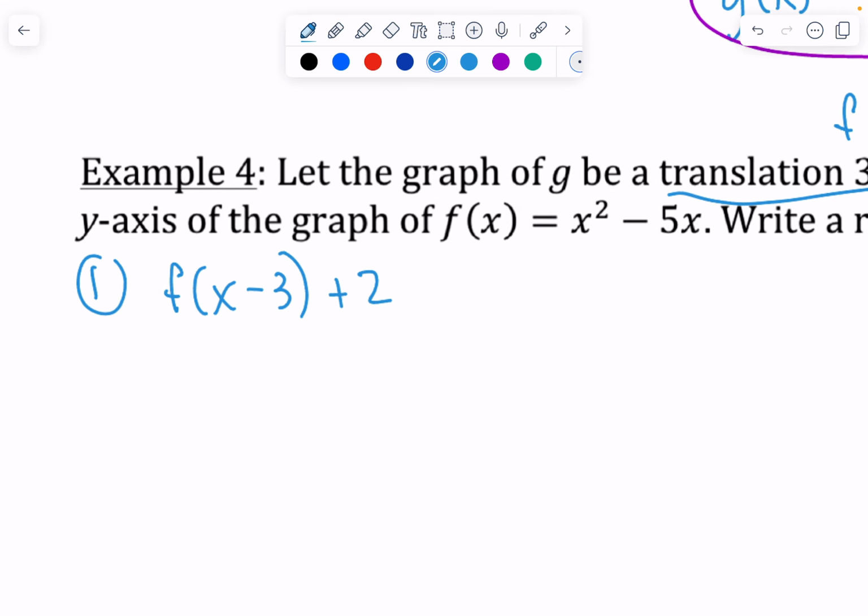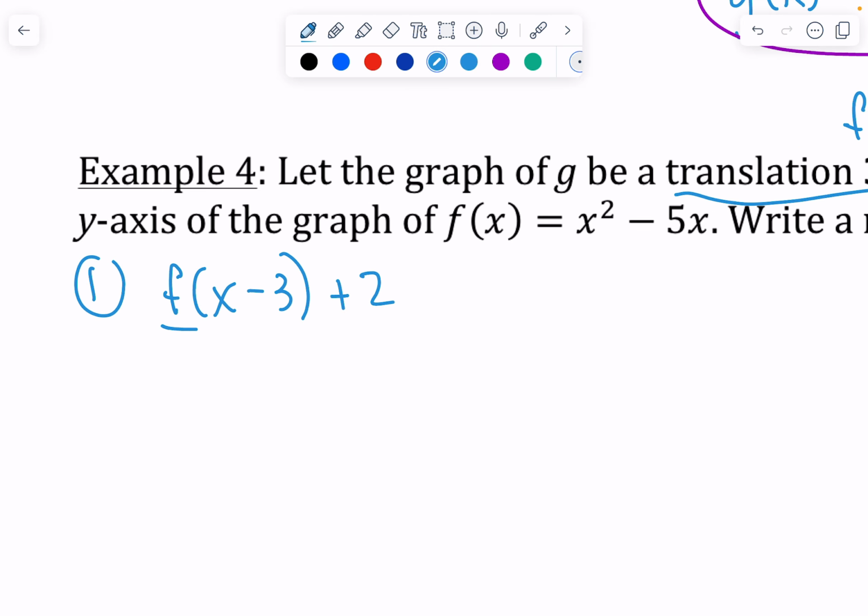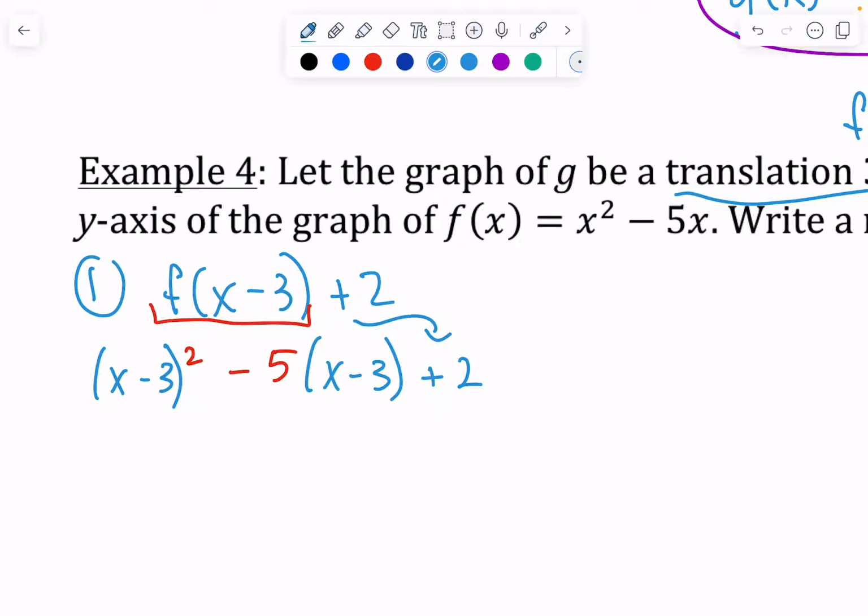Now this looks complicated, but the important thing to understand is that anytime I see this notation, f of something, all I'm doing is taking my x values and replacing them by this new input. So in other words, this part here, I'm literally just rewriting x squared minus 5x, but instead of x, my new input is x minus 3, and I put that in parentheses, and then I just add 2 at the end. That's all that means.